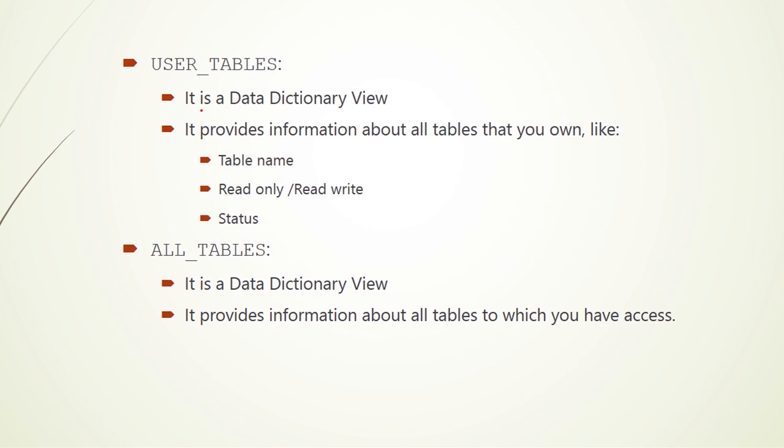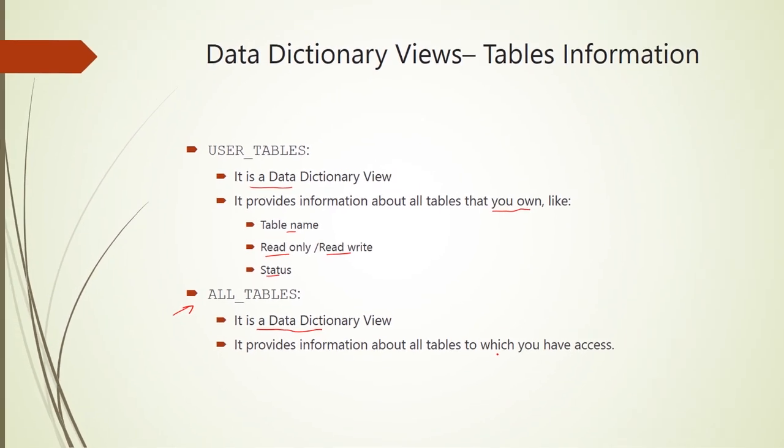User_tables is a data dictionary view. It provides information about all tables that you own, like the table name and the status of the table, is it read only or read write. While all_tables is also a data dictionary view. It provides information about all tables to which you have access.